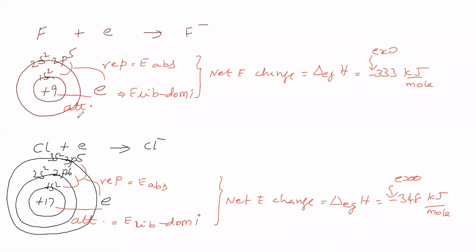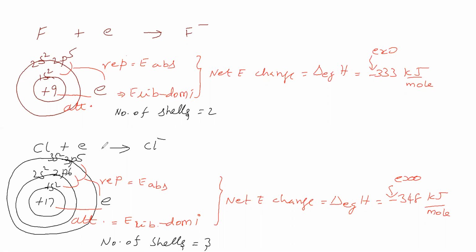Now here we will see the number of shells. In fluorine, the number of shells is 2, so the incoming electron is adding into the second shell. In chlorine, the number of shells is 3, so the incoming electron is adding into the third shell.